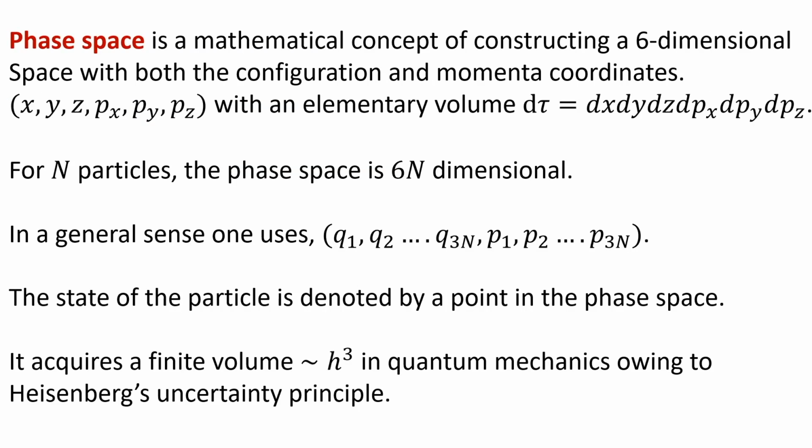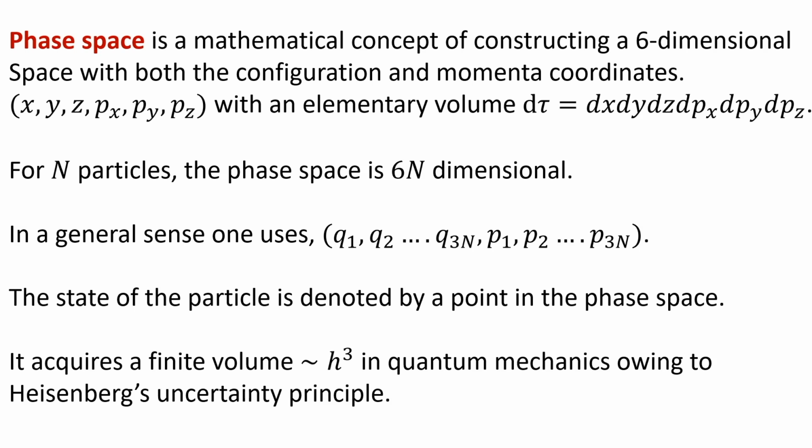Now, what is phase space? Phase space is a mathematical concept of constructing a 6-dimensional space which incorporates both the configuration and the momenta coordinates, which means that a single particle will have 6 coordinates to go along with, and these 6 coordinates are x, y, z and px, py, pz. And now, the elementary volume is a 6-dimensional quantity, which is dx, dy, dz, dpx, dpy, dpz and so on.